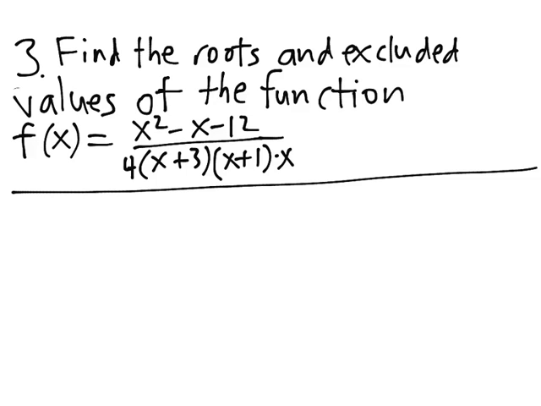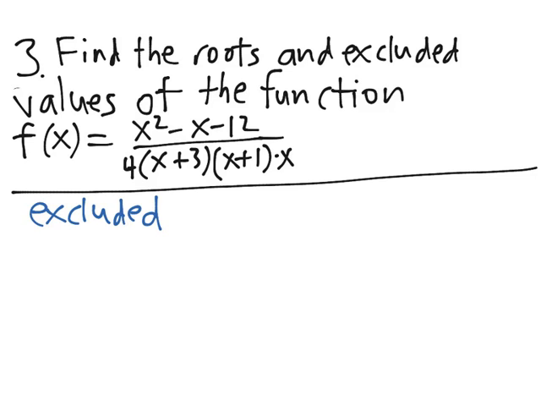Problem 3. Find the roots and excluded values of the function f of x equals x squared minus x minus 12 over x plus 3 times x plus 1 times x. First, let's find the excluded values. Now, excluded values are values where the denominator is 0, so the function is not actually defined. Since the denominator of this function is already factored, we can easily figure out when it's 0.